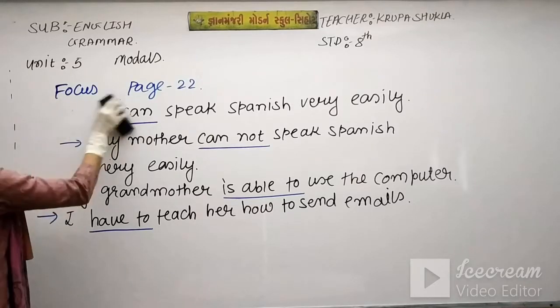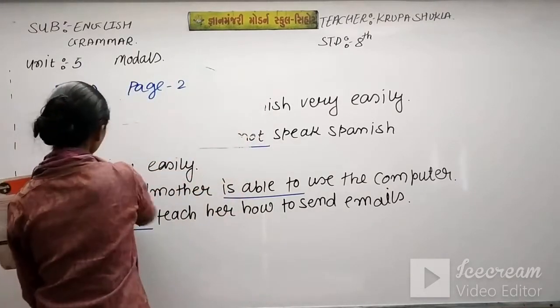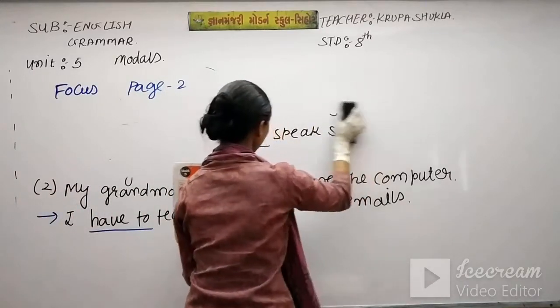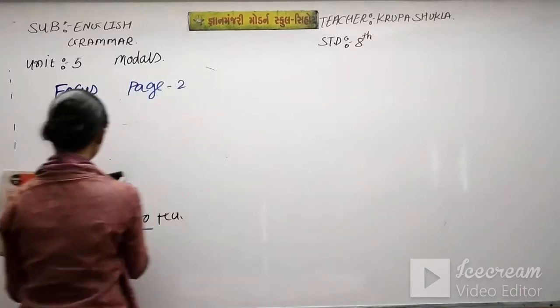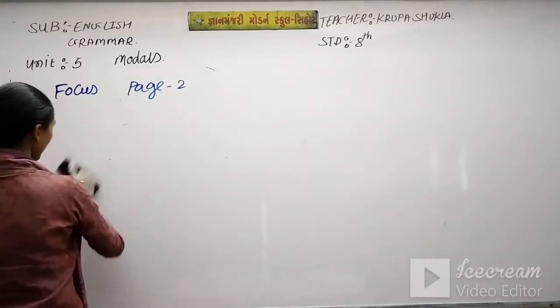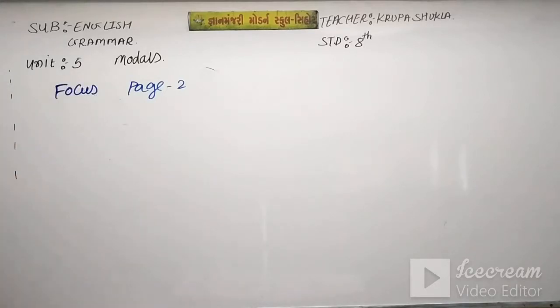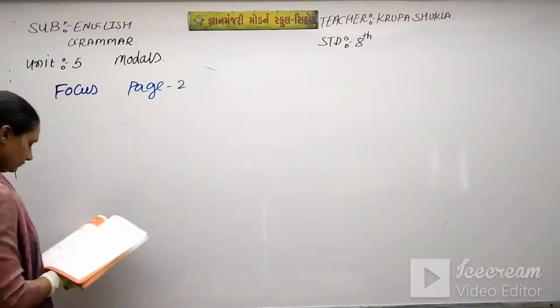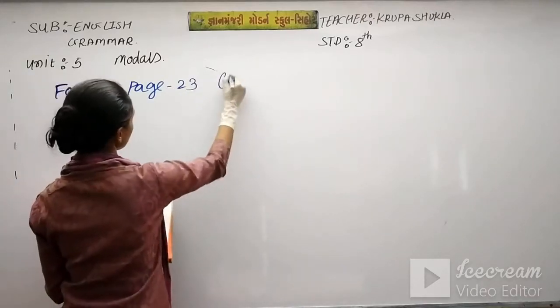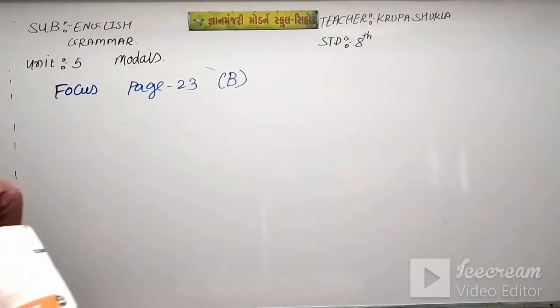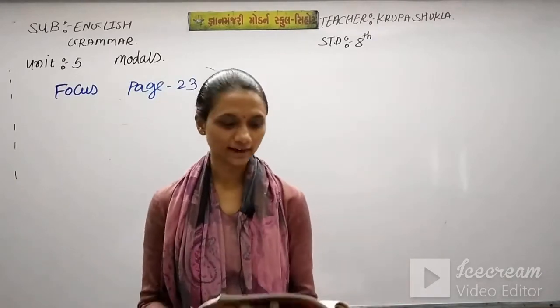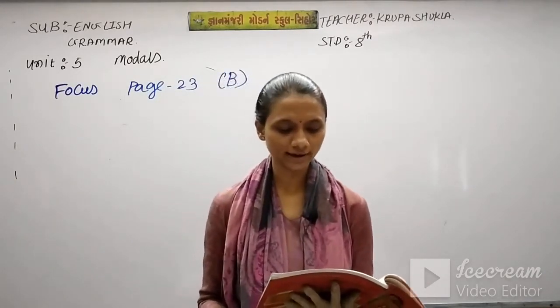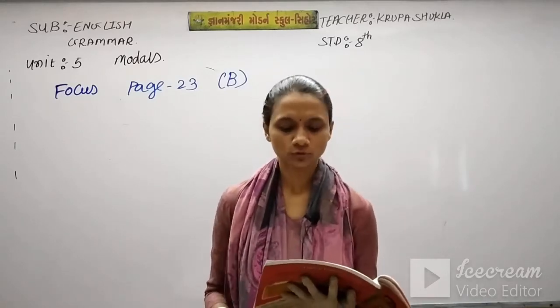Okay, now focus exercise B, student, which is on page number 23. So please come to page number 23, and only use a pencil while you are writing or filling this exercise. Okay, what is the focus exercise? Let's see. Fill in the blanks with could have, couldn't have, should have, shouldn't have.